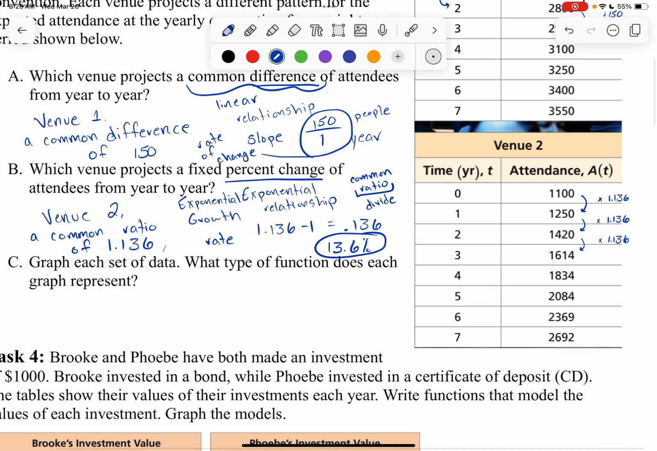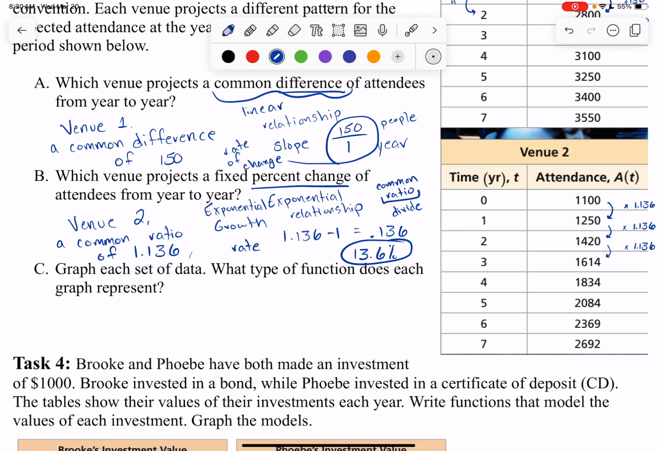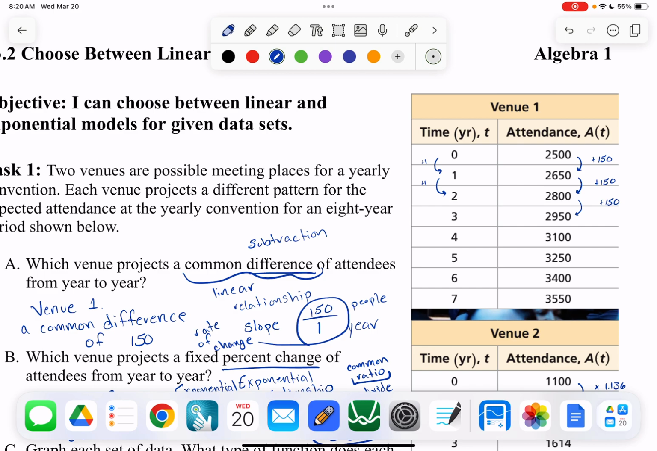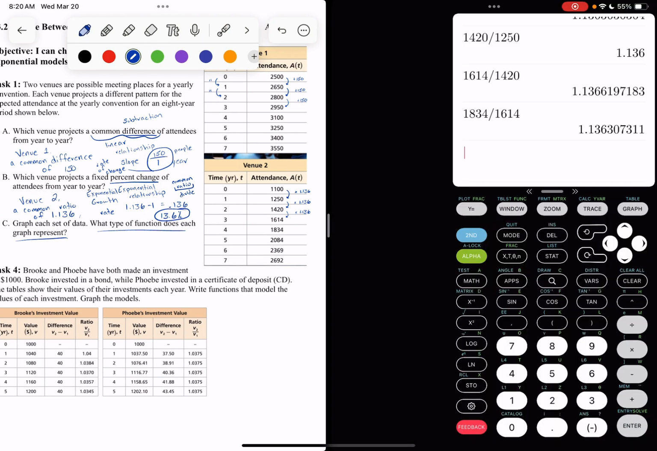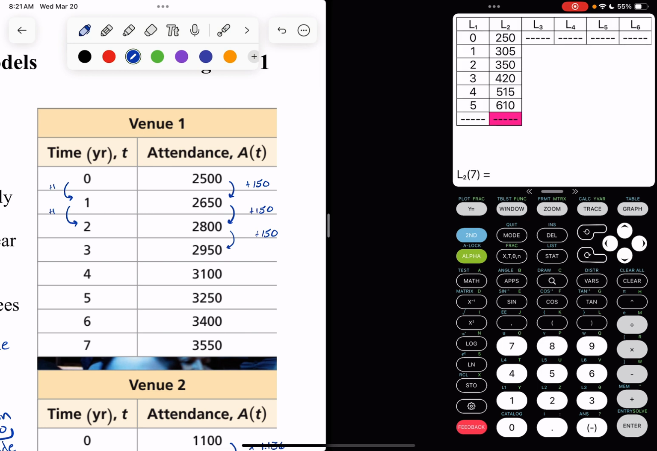So we want to graph each set of data. What type of function does each graph represent? We already talked about what type of function each is. Let's graph those using our graphing calculator. I bring up my graphing calculator again, and I want to graph those points. To do that, I hit the stat button, edit, and we want the points 0 through 7. I have 5 already, so we just need to add 6 and 7. Then over here, let's plug those points in: 2,500, 2,650. If you notice, my calculator doesn't show the whole thing just because it's kind of squished.